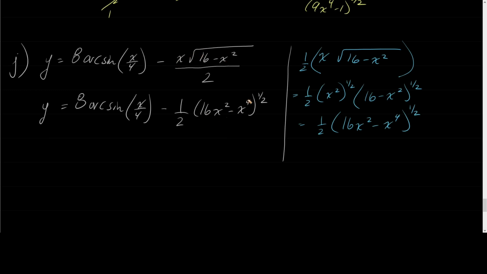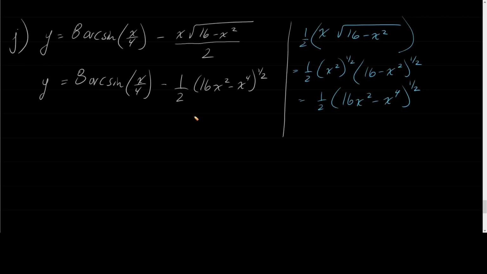So I changed this so that I only need to do the chain rule. All right. So let's go ahead and find the derivative here. Well, okay. So the derivative of arcsine. So we have dy dx is equal to 8 times the derivative of arcsine, which was 1 over the square root of 1 minus u squared.